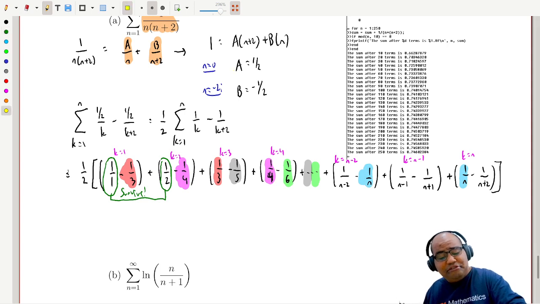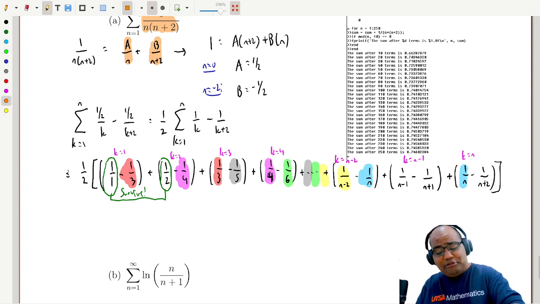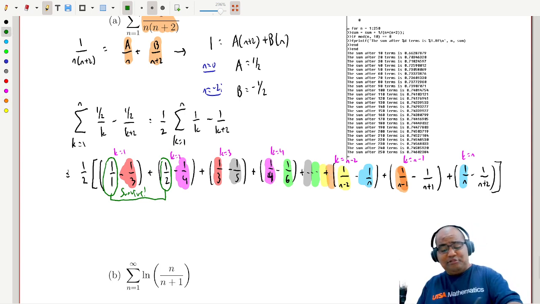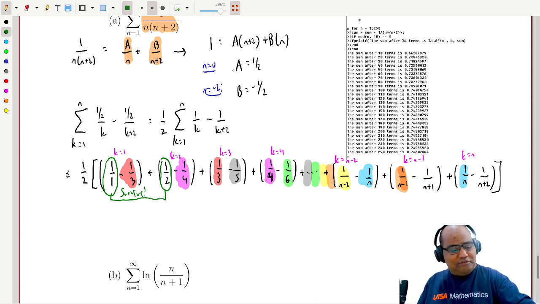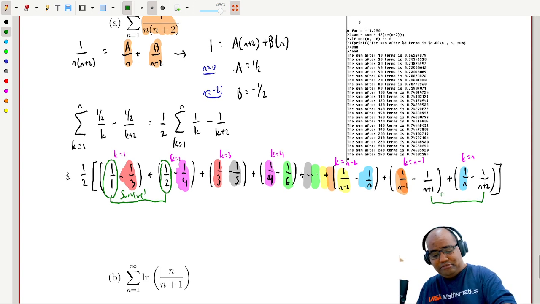We're kind of running out of colors here. This 1 over n minus 2 will cancel with something here with a minus. And then I'll have an n minus 1. Let's see, this is my last color here. This 1 over n minus 1 will cancel with something here. And so the two terms that survive in the tail are these two.